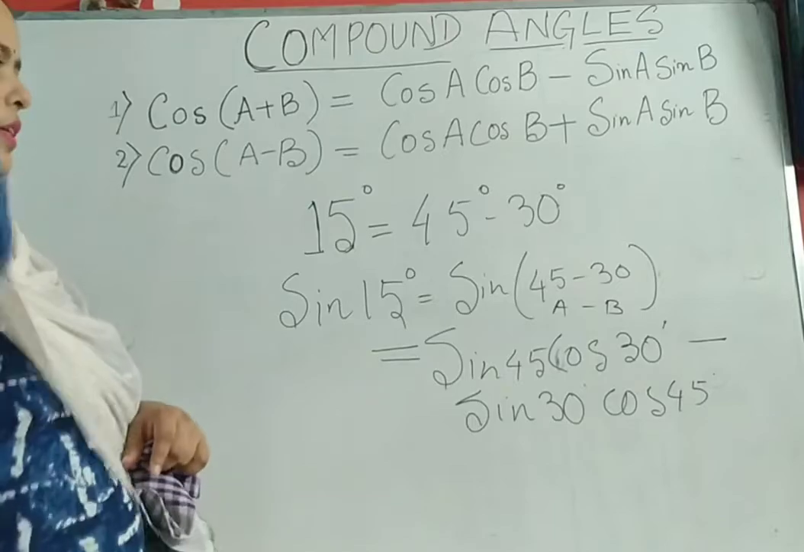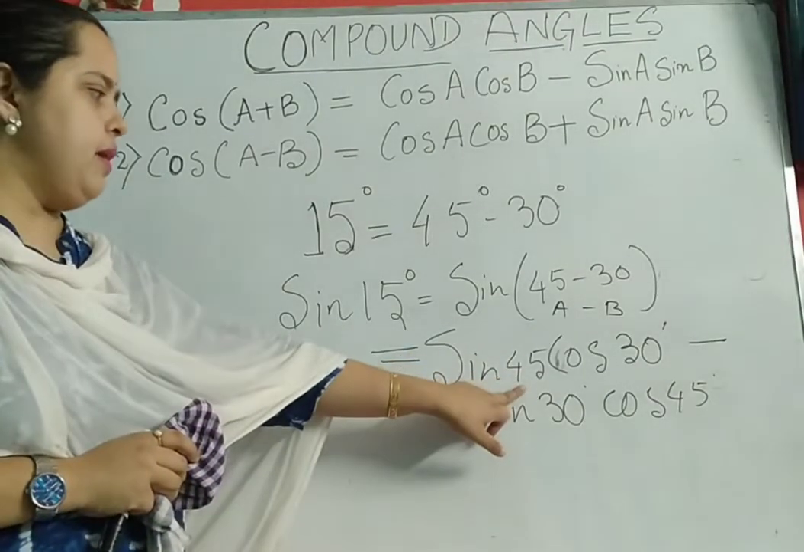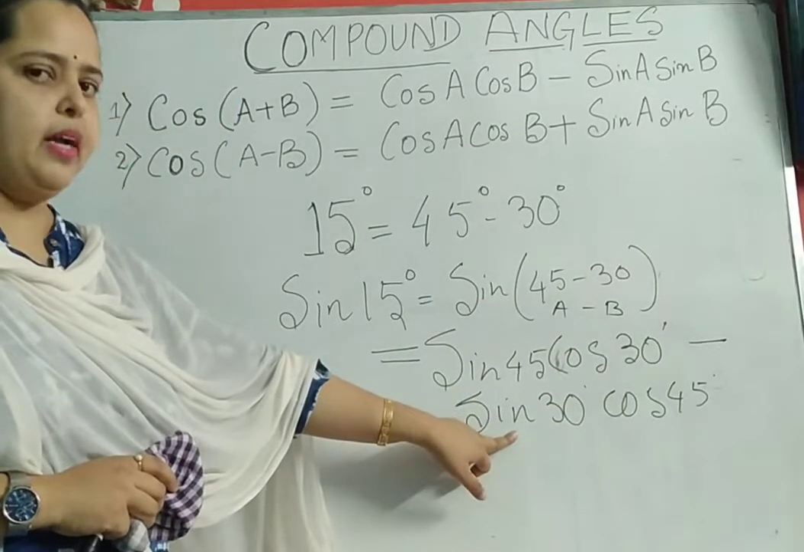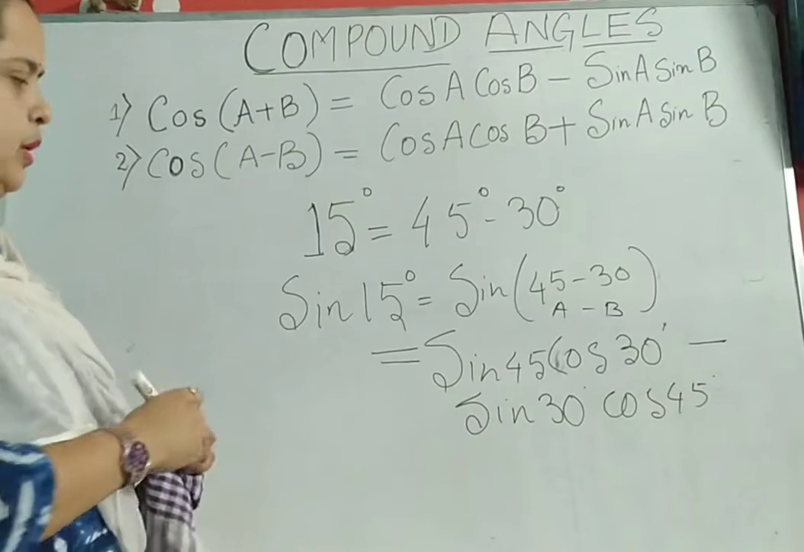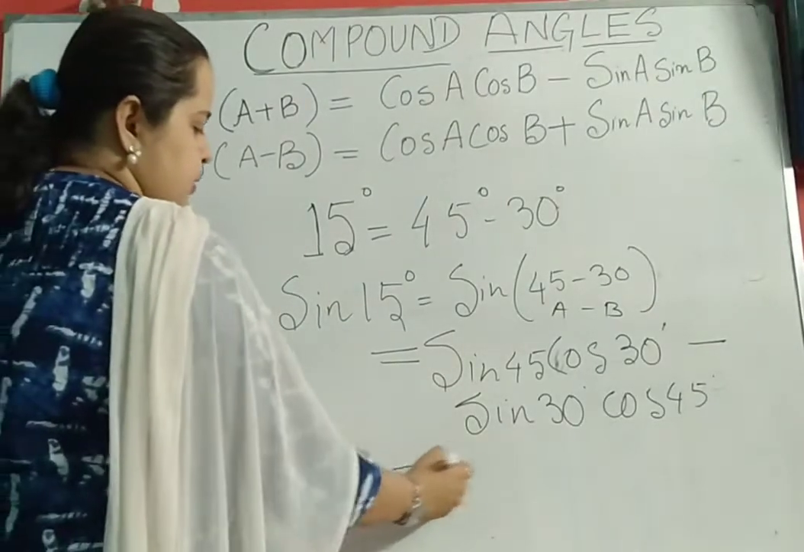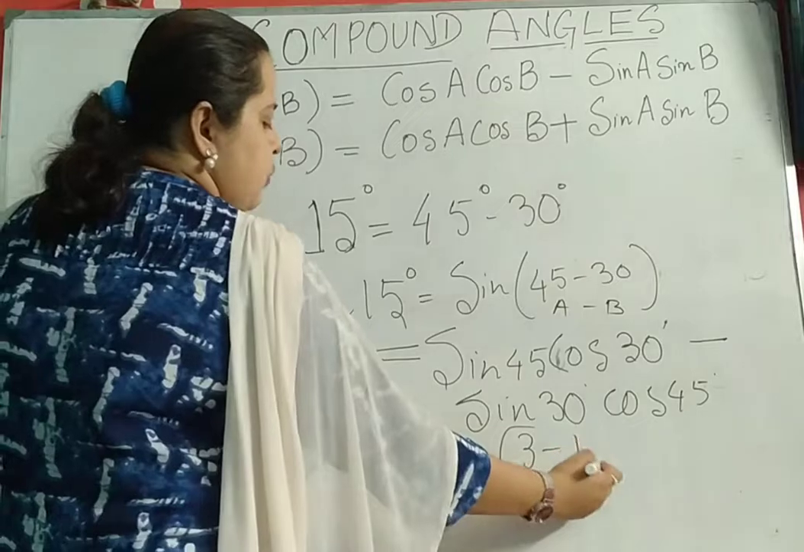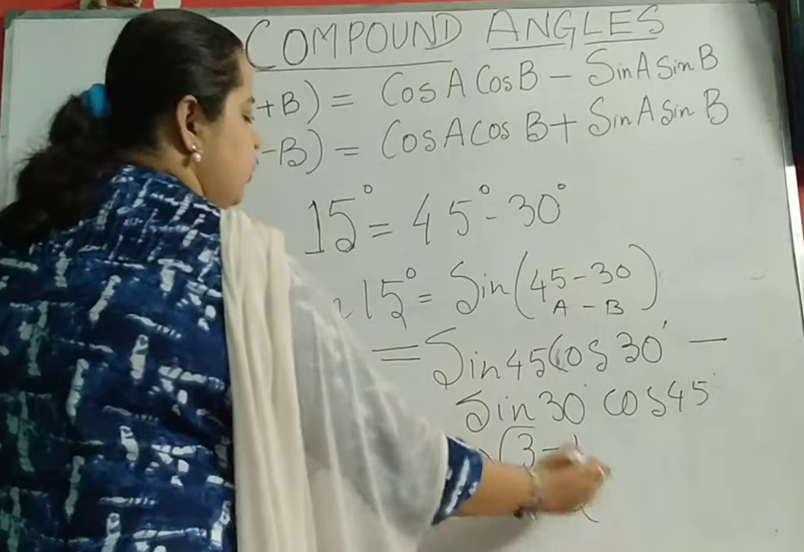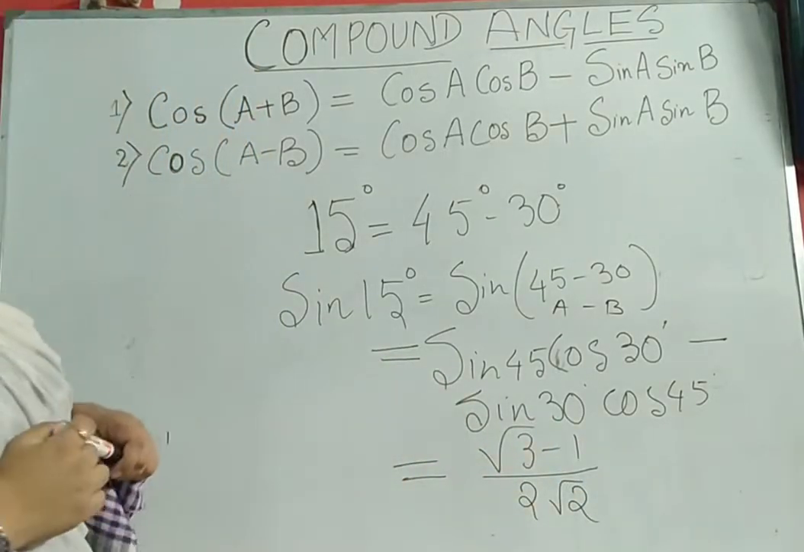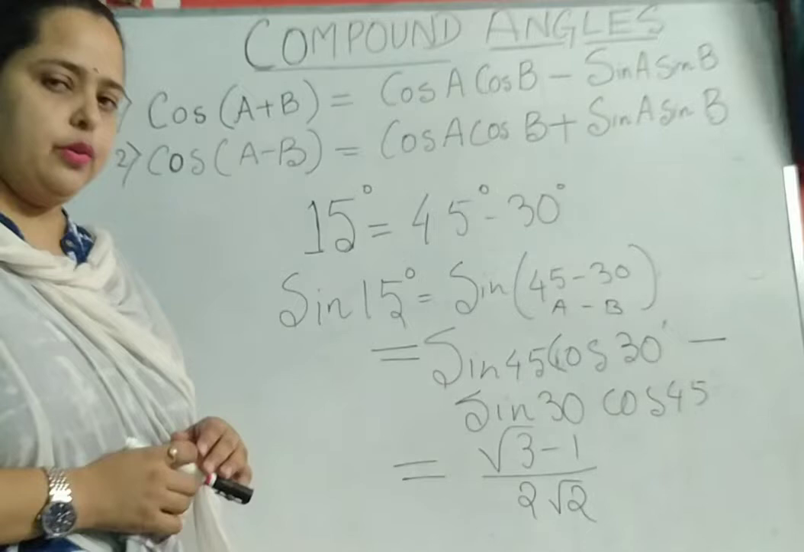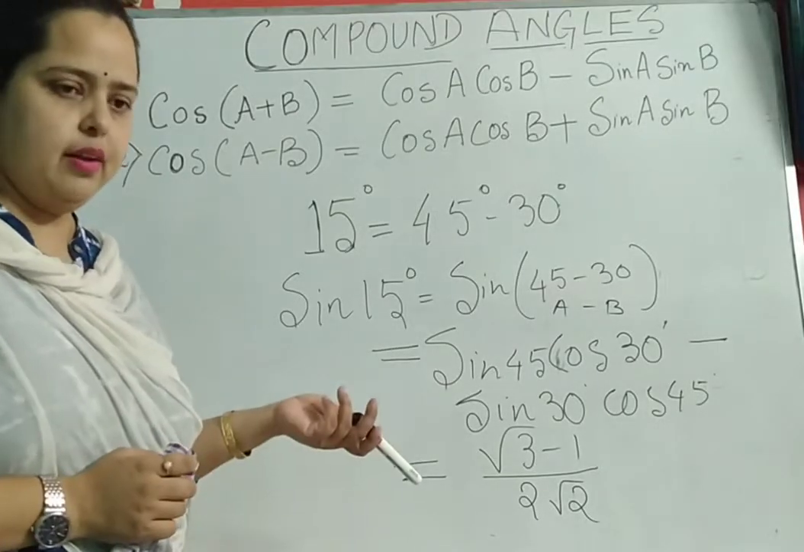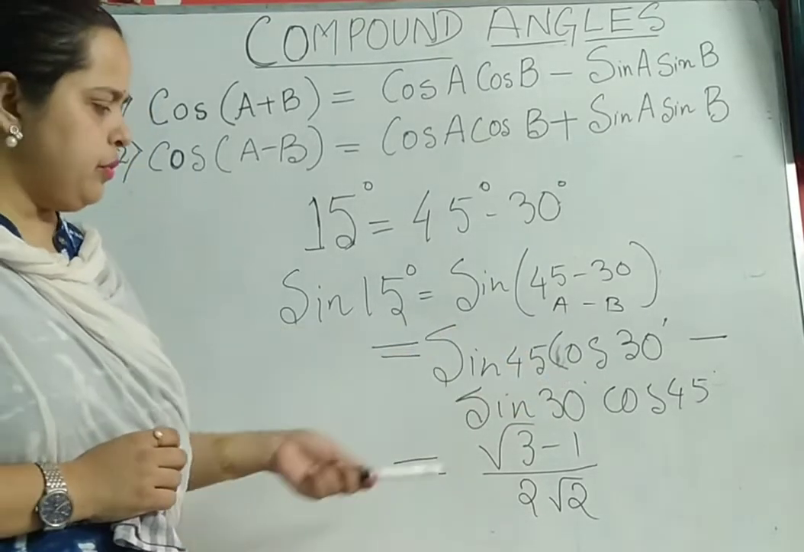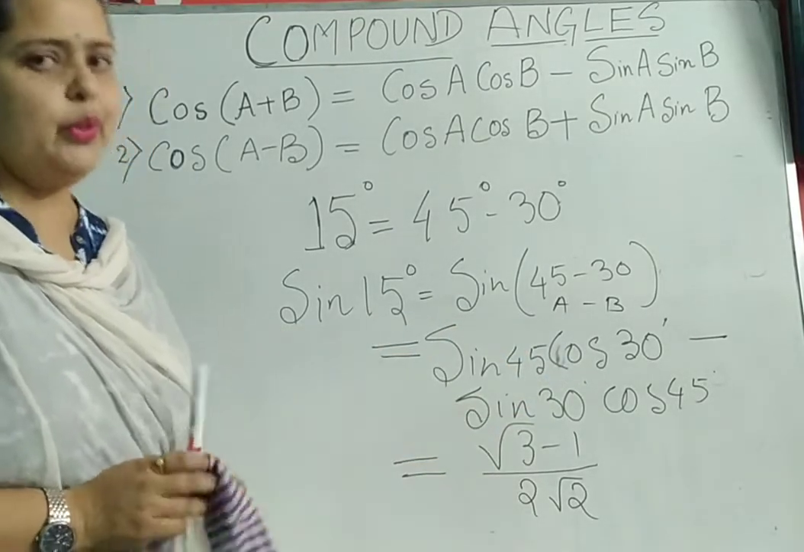And by looking into this, we can now write down, this is 1 by root 2. This is root 3 by 2. This is again 1 by 2. And this is 1 by root 2. So I can write down the value as root 3 minus 1 by 2 root 2. Please have a look on that. I am substituting the values as I know all of them, and I am getting 1 by root 2, root 3 by 2. So it is root 3 minus 1 by 2 root 2.